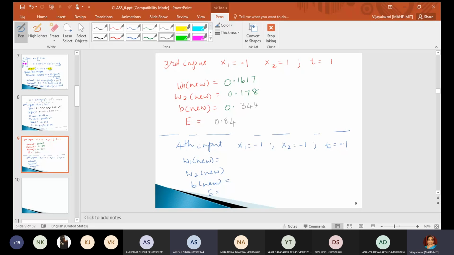Next, for the fourth input, the first epoch, last step. Fourth input, x1 is equal to -1, x2 is equal to -1, target t is -1. Please repeat the steps and give me the values. I will call one of you. When I'm calling, if you are not there, I'm just making a note of it. I may need this sometimes in future.